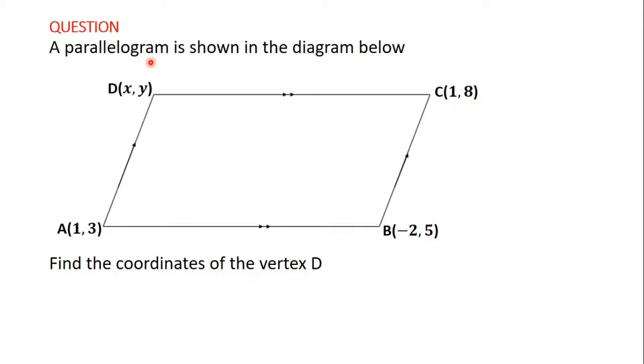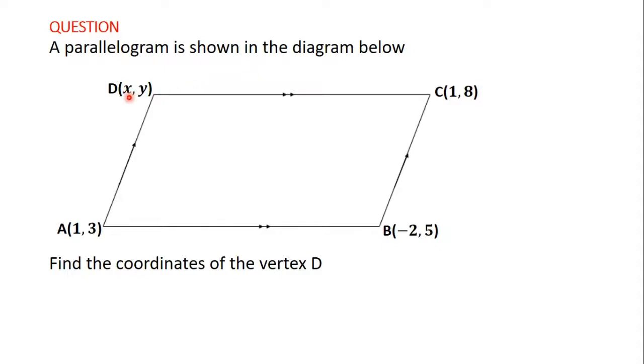A parallelogram is shown in the diagram below. So we have this parallelogram ABCD. Find the vertex of D. You see that the vertex D has the coordinates x, y. What that means is that we need to find x and y. We have the vertex A to be 1, 3, the vertex B as -2, 5, vertex C is 1, 8, and the vertex D is x, y.